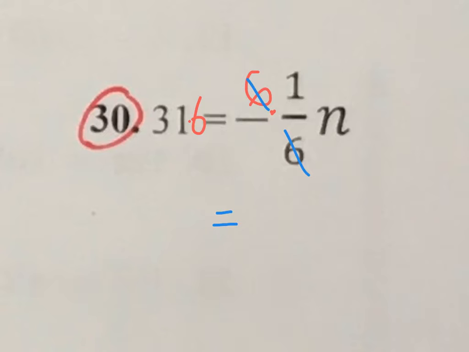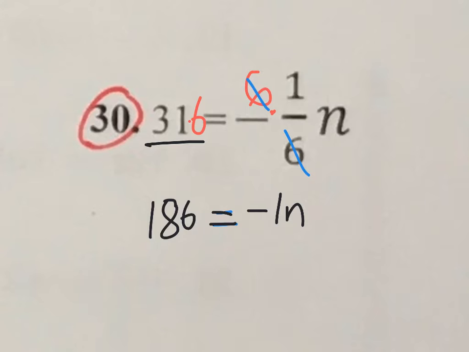Actually, let me do this black. Equals -1n. And over here, the 31 times 6. 6 times 30 is 180. 1 times 6 is 6, so 186. I did distributive property in my head right there. Anyway, we still have the -1 right in front of there.